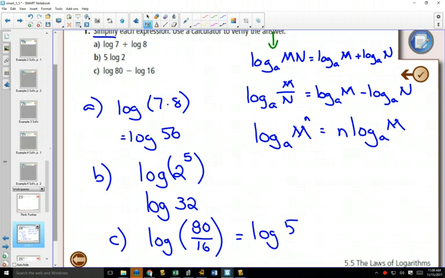Okay, questions are 4 and 12. We are going to do example 2 before we get to those.